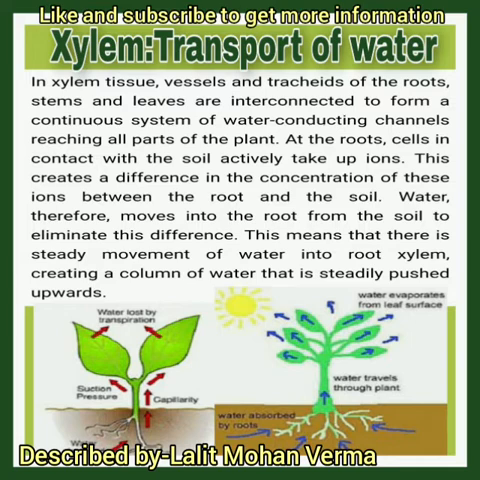At the root, cells in contact with the soil actively take up ions. This creates a difference in the concentration of these ions between the root and the soil. Water therefore moves into the root from the soil to eliminate this difference. This means that there is a steady movement of water into the root xylem, creating a column of water that is steadily pushed upward.